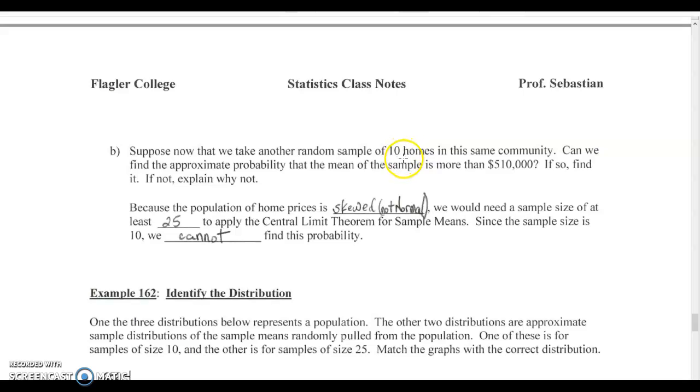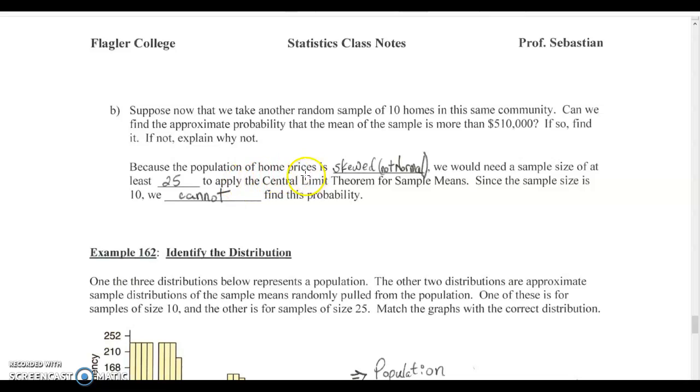So then we have to ask ourselves, was the original population itself normally distributed? And it was not. We were told it was skewed right. So because the population of home prices is skewed, not normal, we would need a sample size of at least 25 to apply the central limit theorem for sample means. Since the sample size is 10, we cannot find this probability.